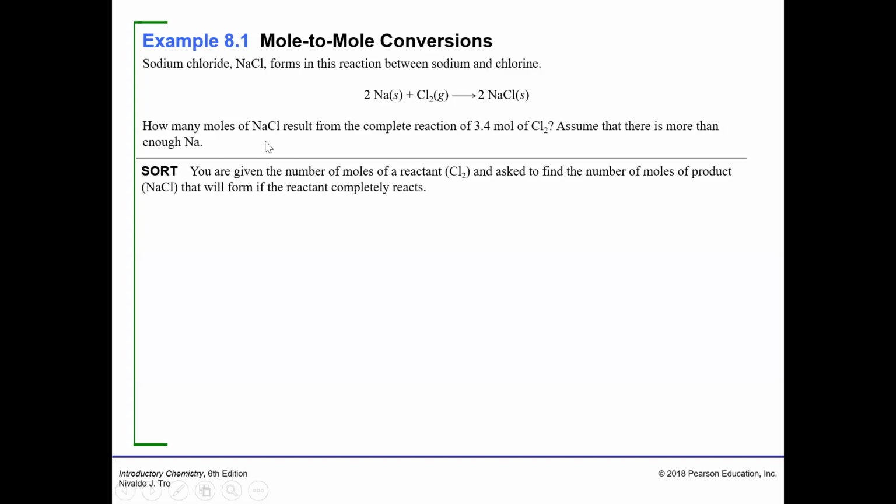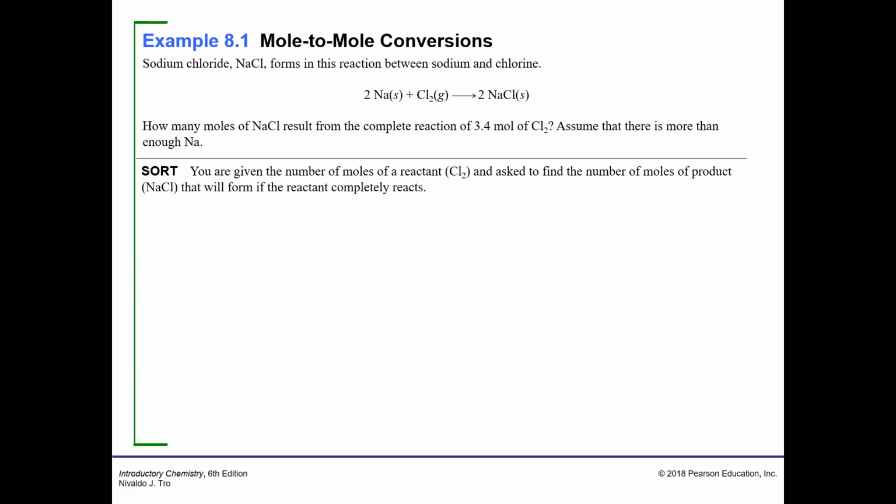And the question is, how many moles of sodium chloride form from the complete reaction of 3.4 moles of chlorine? Assume that there's more than enough sodium. If there's more than enough sodium, we'll be able to form the product, because if we don't have enough, it becomes the limiting reactant. So you have to have more than necessary so that all of the chlorine can react.